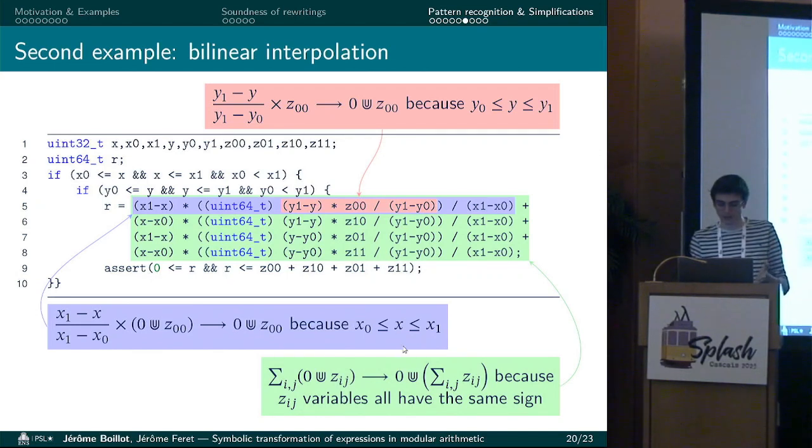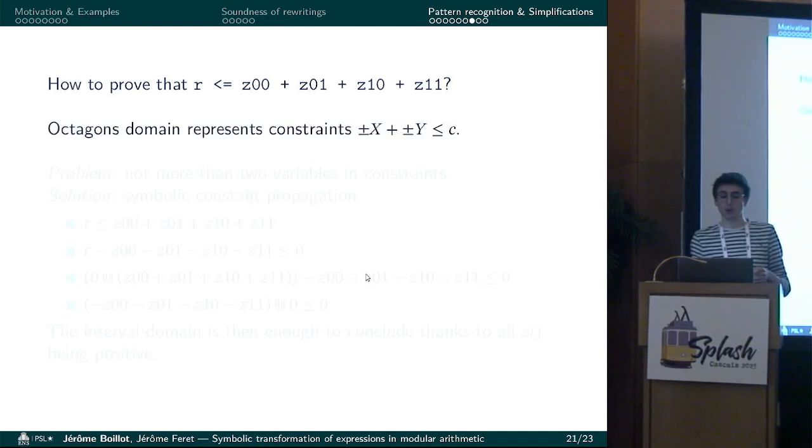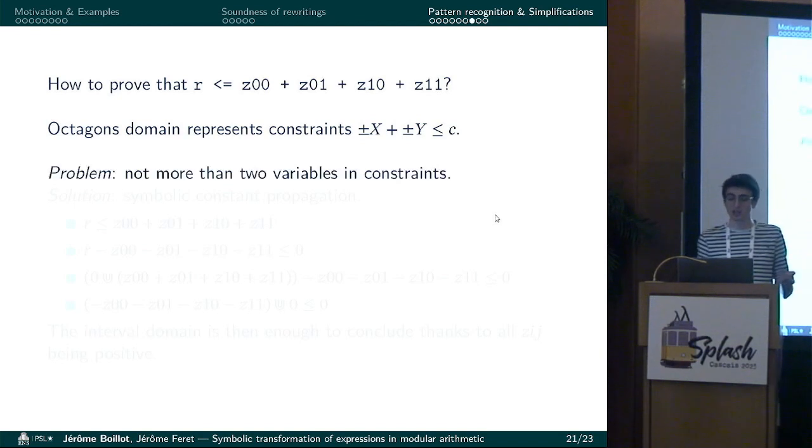Now we know that it's something between 0 and the sum of zij, and we want to prove that it's between 0 and this. Okay, so how can we prove that? We are using the octagon domain to represent constraints of the form plus or minus x, plus or minus y, less or equal than a constant. The problem is that octagons cannot represent constraints about more than two variables, and there are four variables in this inequality. So we have a problem.